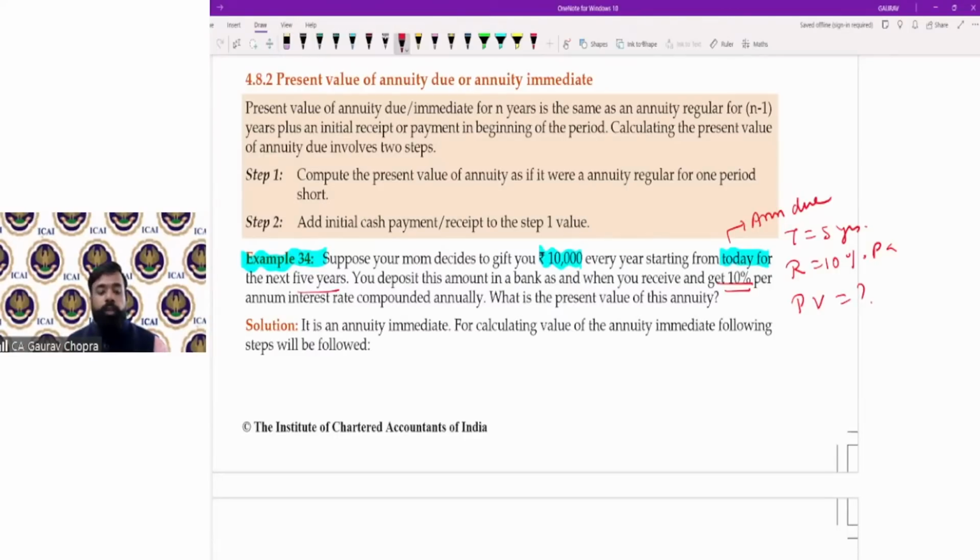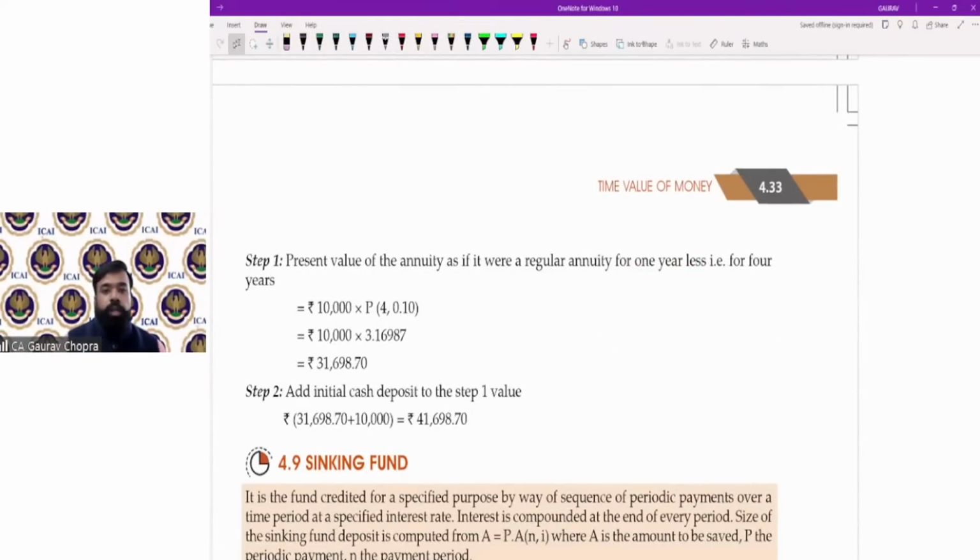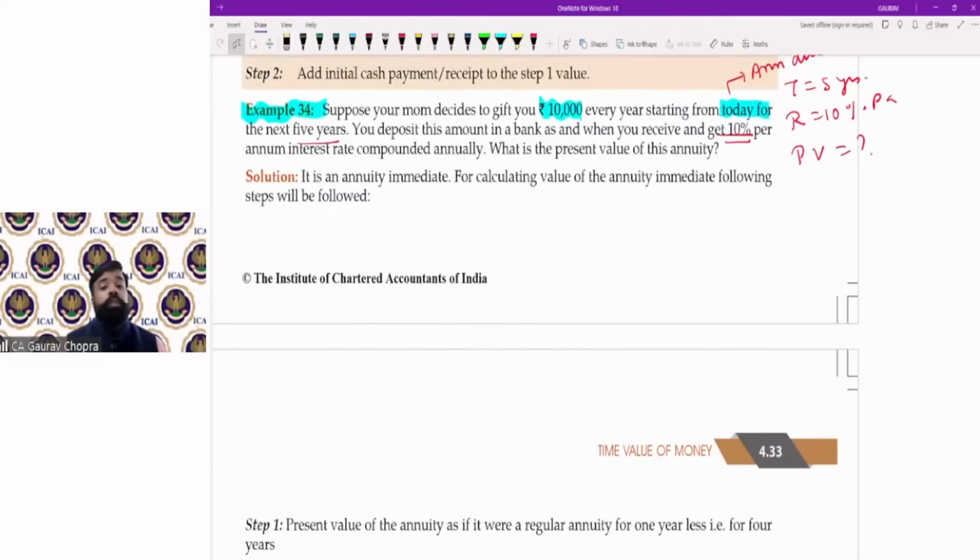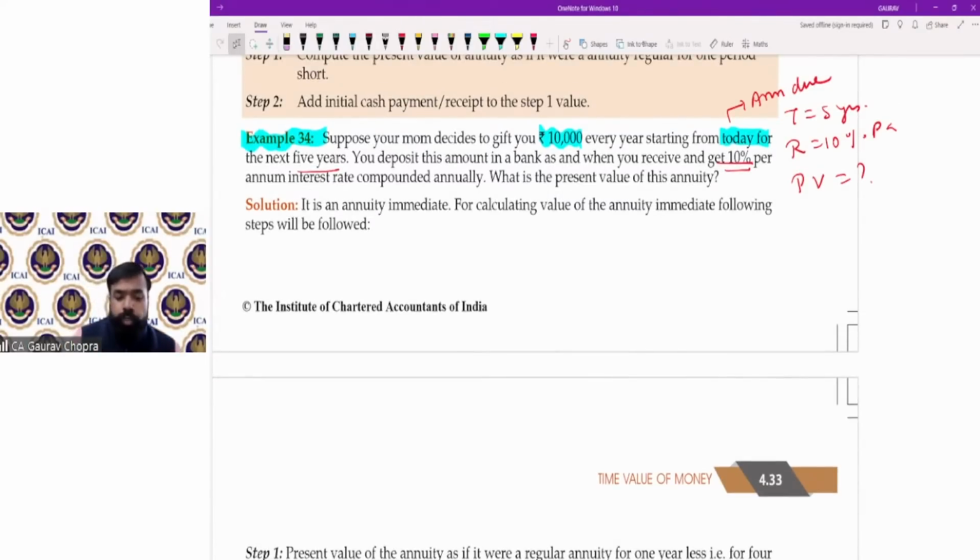So simply you have to calculate the present value. What is the first step? The first step is to calculate the present value according to the regular method. After that, we will be converting into immediate. So what is the annuity figure? Annuity figure is 10,000 because you are receiving this figure every year. Tenure, that is time period, is 5 and rate I is 10%, so 0.1. Present value is required.